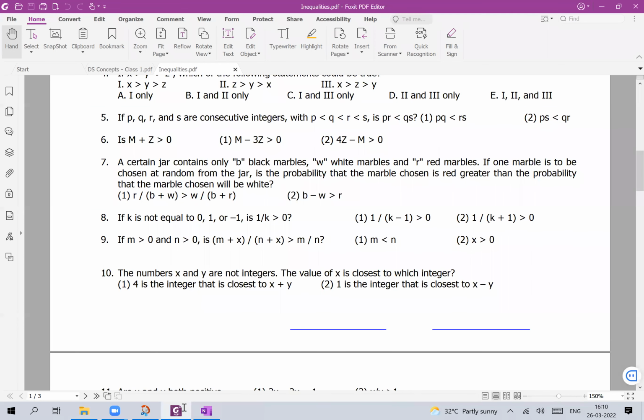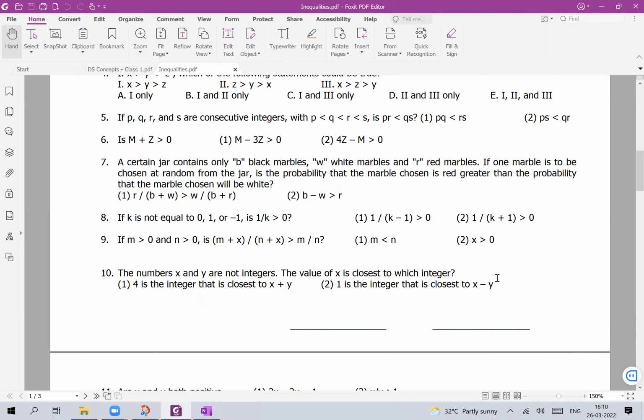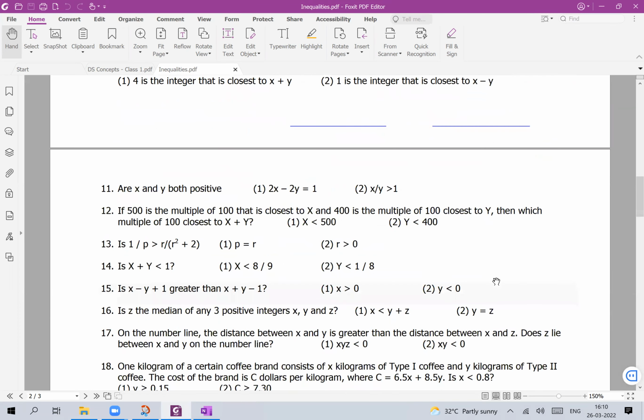Perfect, boss. So for this particular question, answer is A, because it's not mentioned that k is an integer. Question number 11. It's one of the very beautiful questions, by the way.